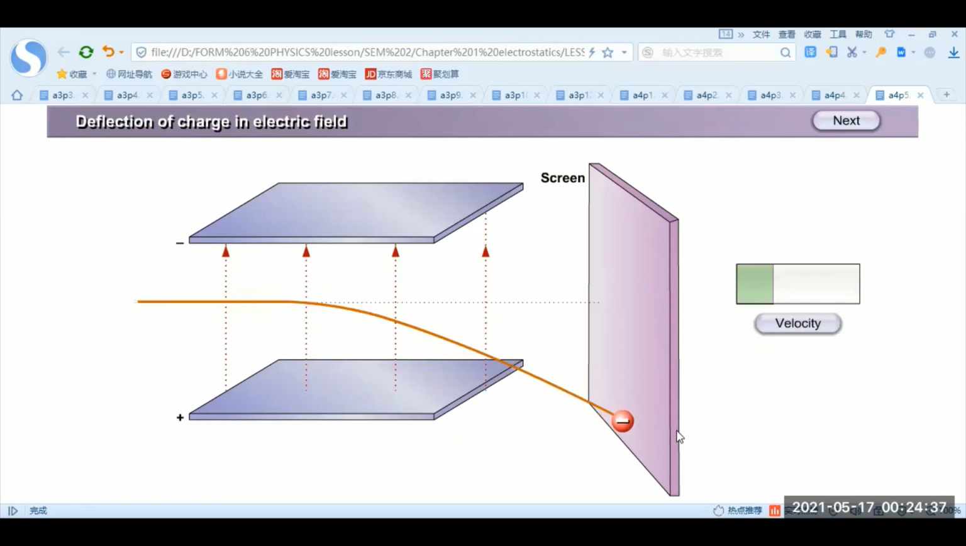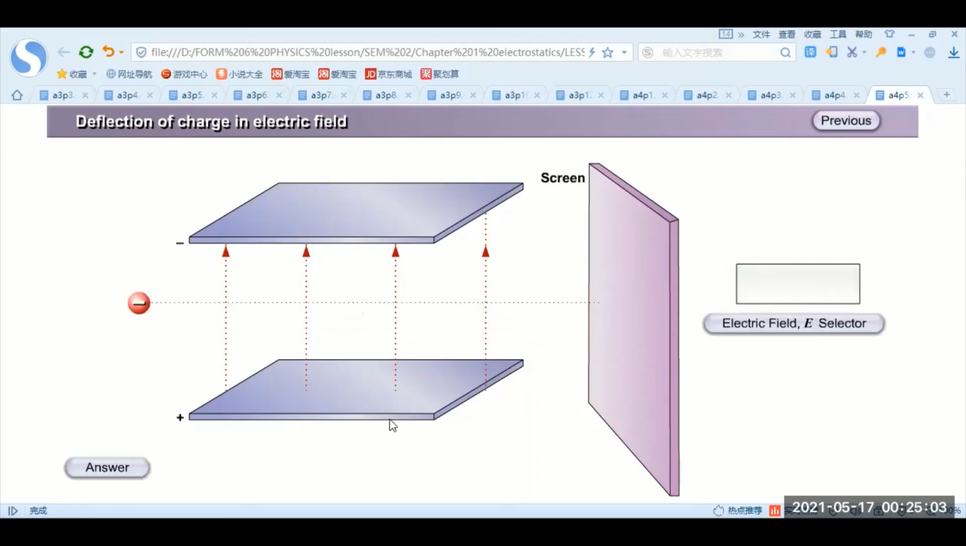Next, I will increase the speed of the electron. Once the speed of the electron increases, we notice that the angle of deflection is reduced. I increase it again. This means that when the speed of the electron increases, the angle of deflection reduces. Next, what will happen if I increase the electric field? The electron has the same speed, but with a stronger electric field. A stronger electric field means it deflects greater.